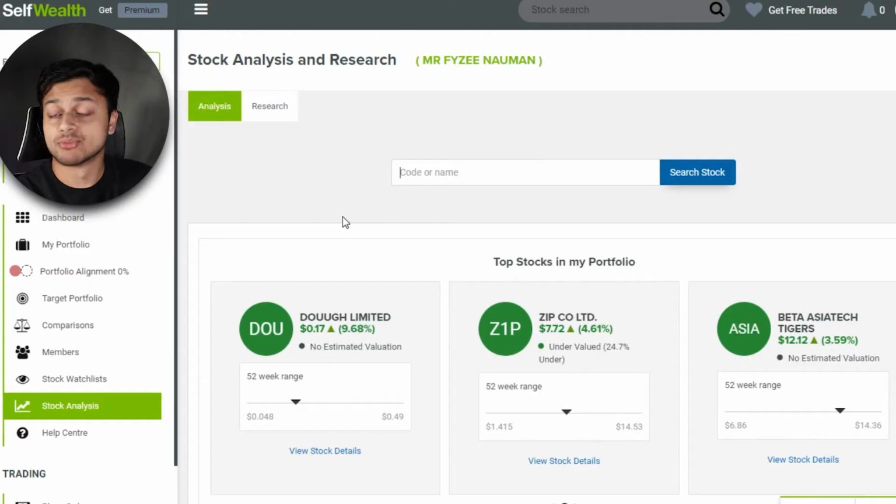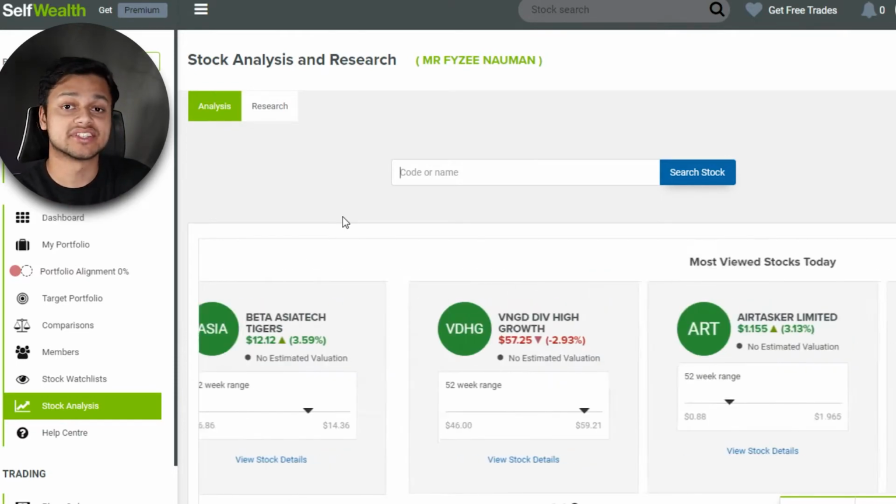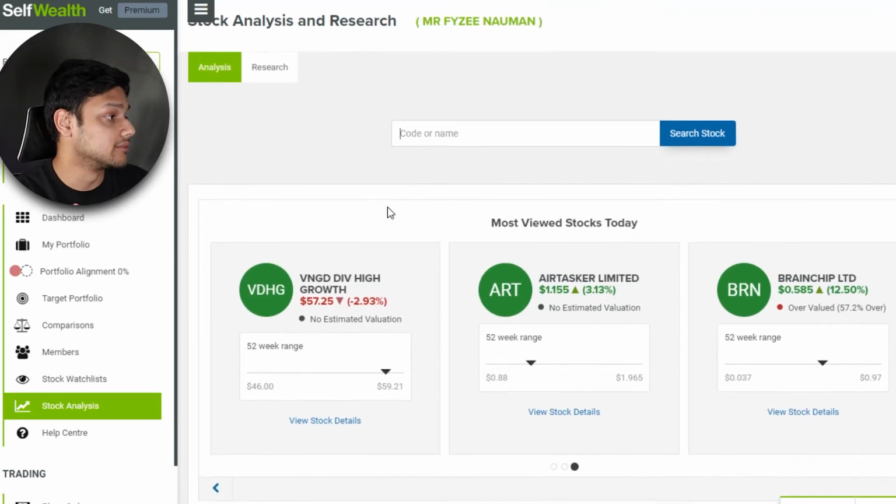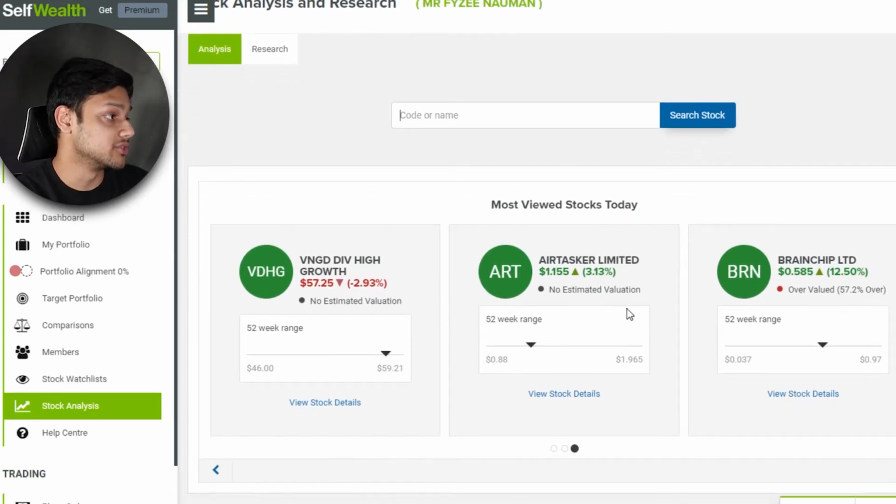Let's get into it. Before diving in, I'm assuming that you have already completed the registration process and verified your ID, and this is the dashboard that we're looking at, on a desktop platform. Currently, as you can see, I'm on the stock analysis section and we've got a bunch of stocks today that have been the most viewed and whatnot.